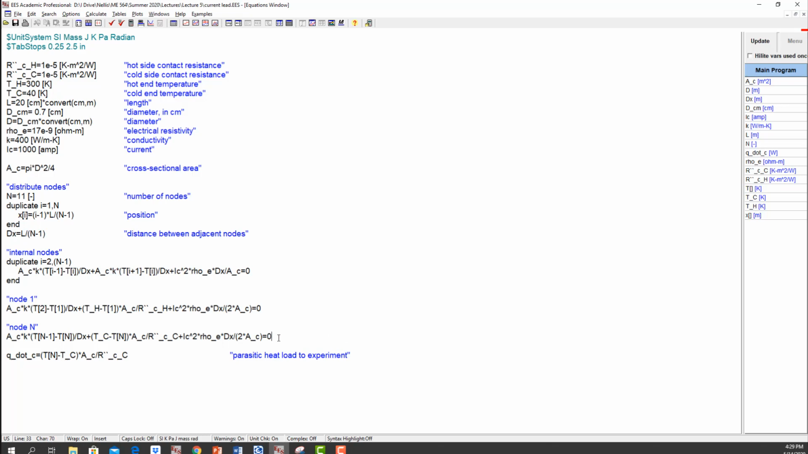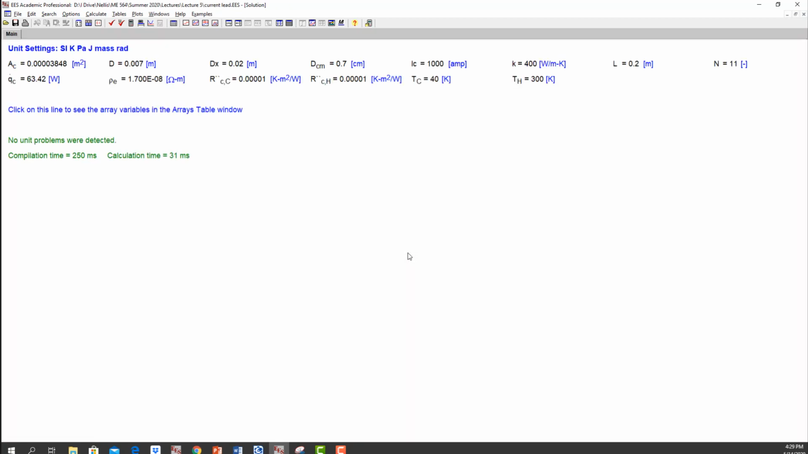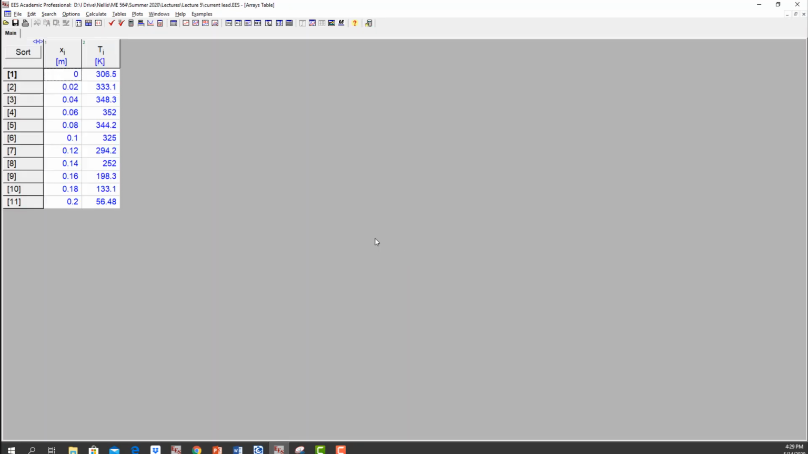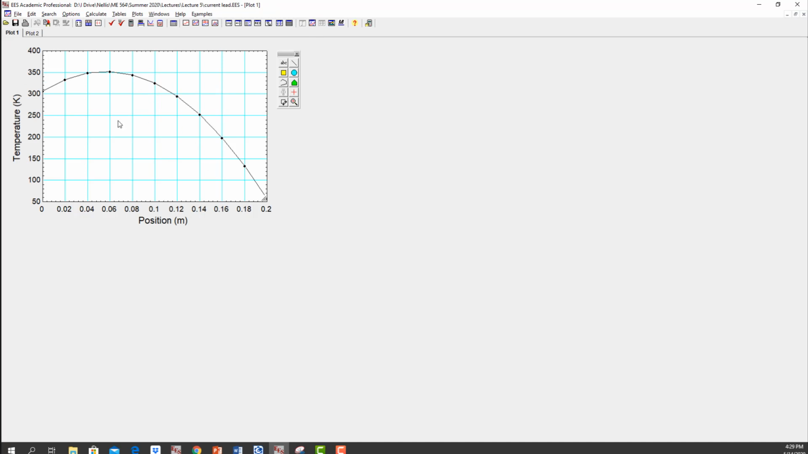And if I didn't make a mistake, which I don't think I did, I should get a solution, right? So here is every nodal location, right? Every element of my array is a node. This is the location of that node. This is the temperature that I predicted at that node, right? So I can now plot this, which I did here, and look at it and see if it makes sense. I think I'm pretty happy with that solution.